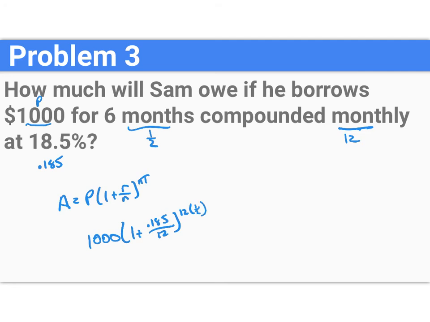And plugging all of that in, we get $1,096.14. So if Sam borrows $1,000 for 6 months, he'll owe almost $1,100.